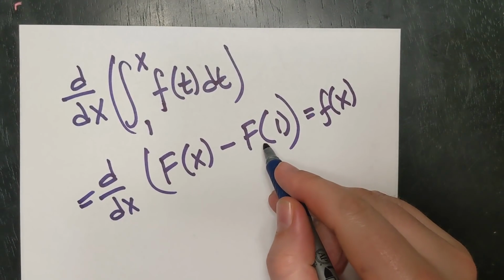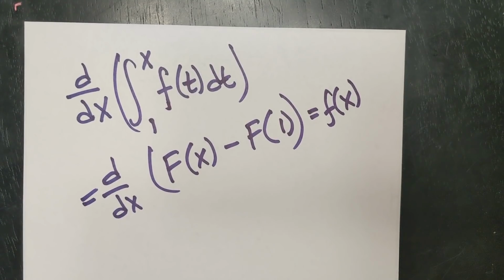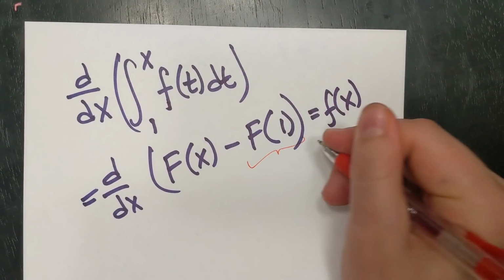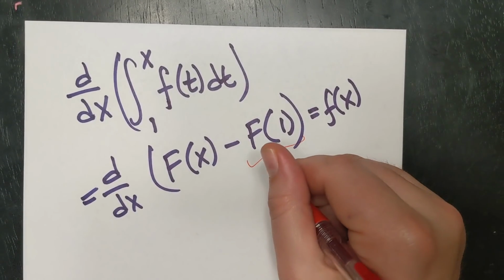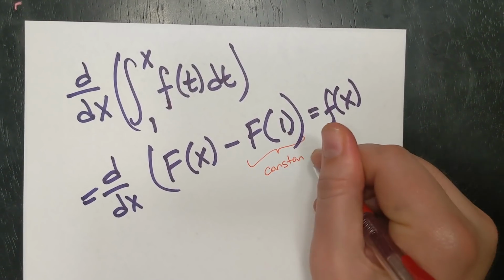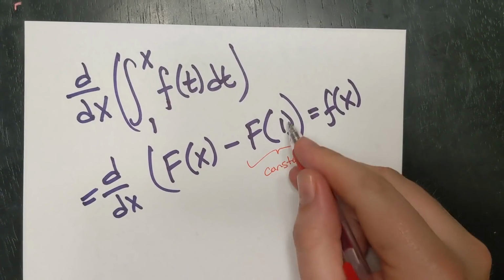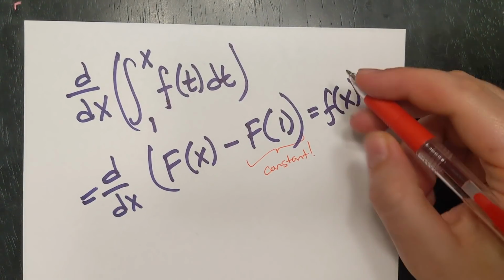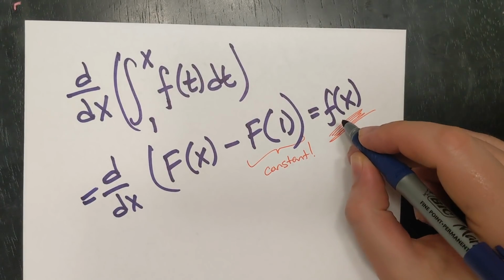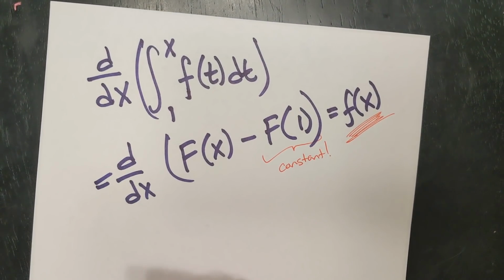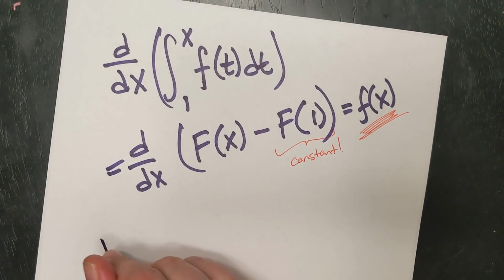And then the antiderivative of f evaluated at 1, well, it's just 1 plugged into a function. It's going to pop out a number. So this is a constant. So when I take the derivative, this piece is gone. So I just end up with little f of x.